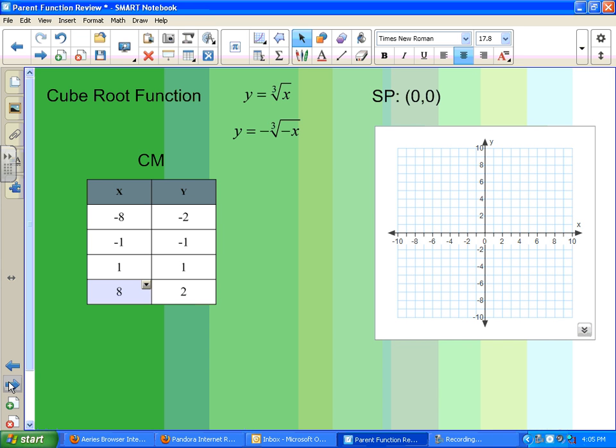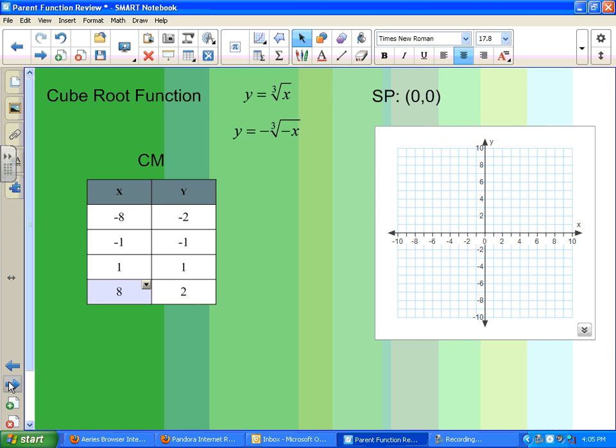How about a cube root function? Again, starting point of 0, 0. Notice that we flip the x and y's here. This is an inverse of the cubic function. I think I might have said last time that the quadratic and the square roots were reciprocals. I meant to say that they are inverses.